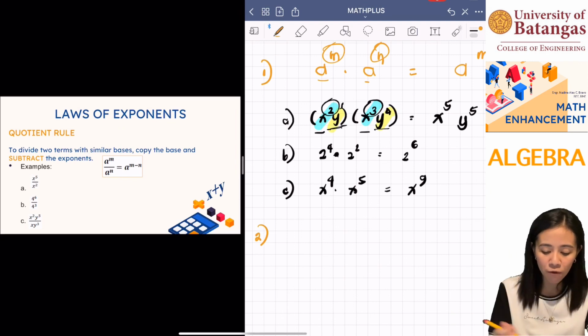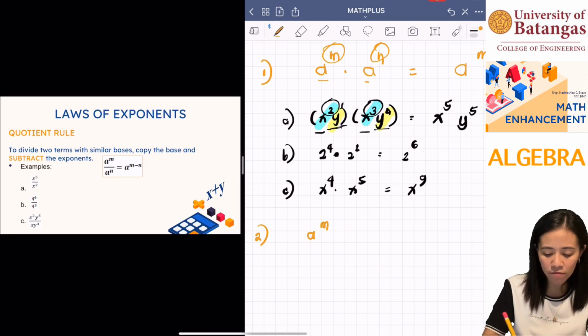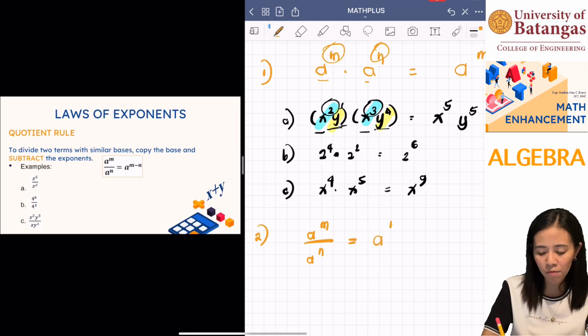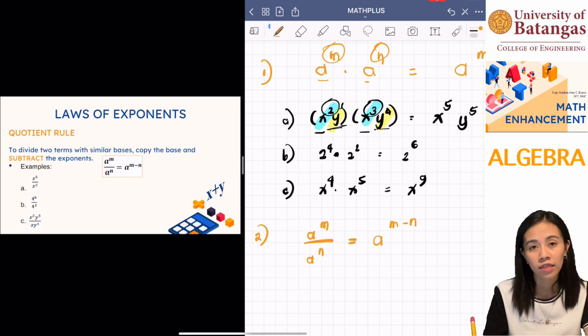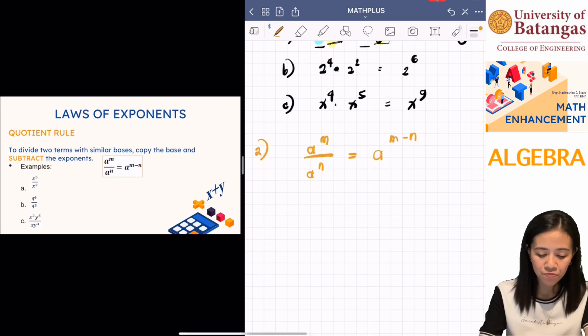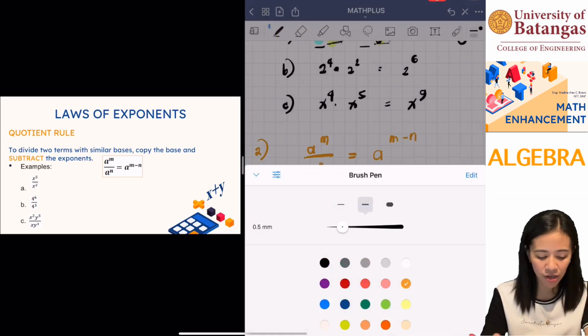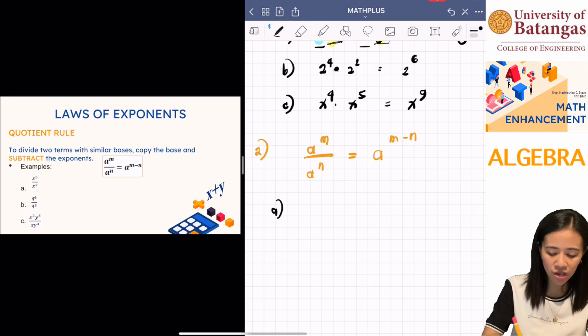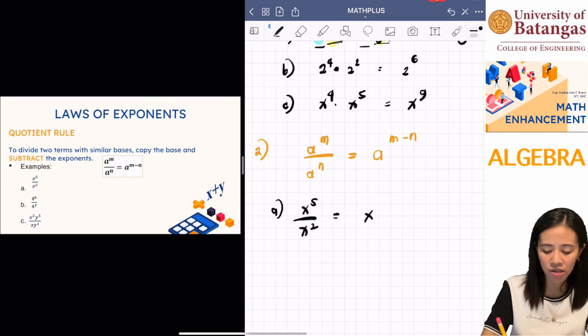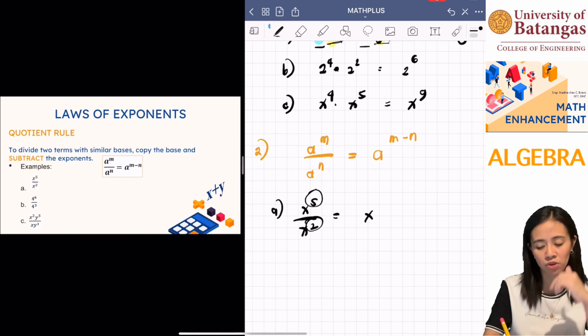Okay, so, as a formula, that would be a raised to m all over a raised to n. And that would be equivalent to a to the m minus n. Okay na. So, solving the examples given, let's start with letter A, which is x to the 5th over x squared. So, both x's yan. We copy x, and then you simply subtract the exponents, 5 minus 2. So, you get 3. So, our answer is x cubed.